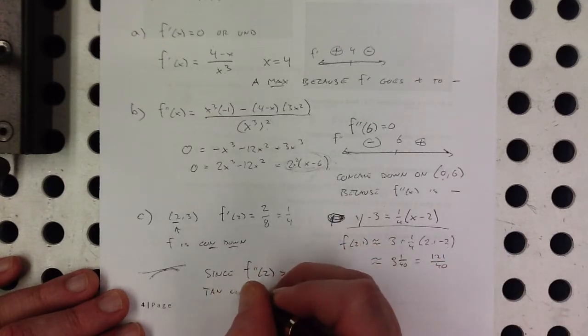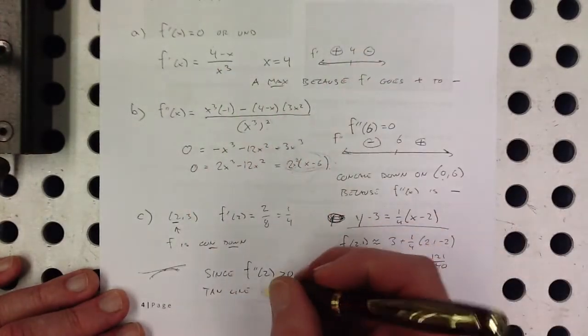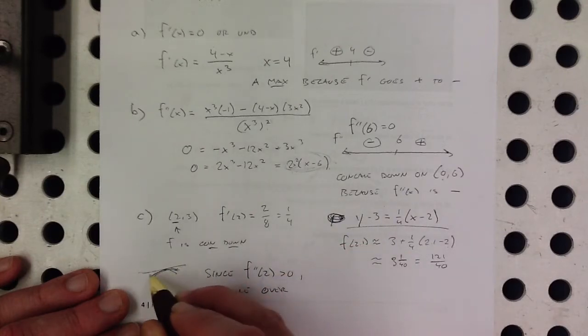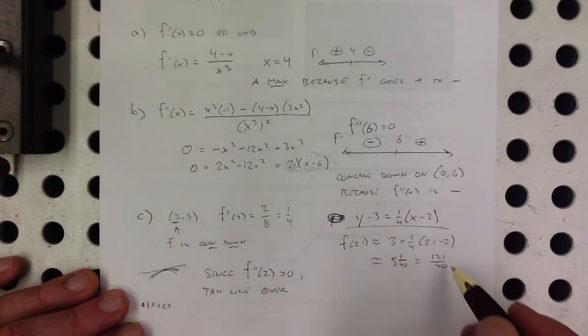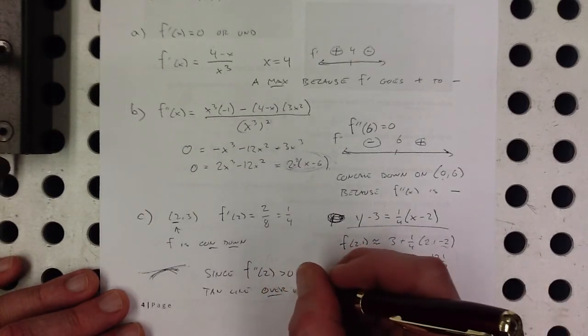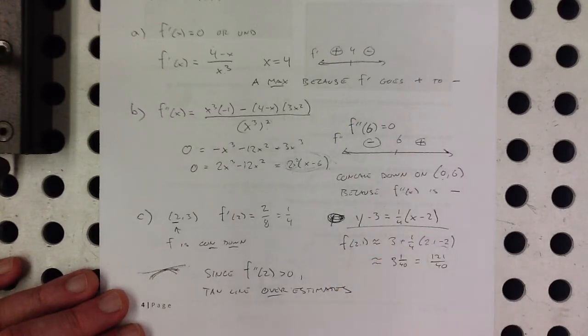the tangent line will overestimate. Right? If my function's concave down, the tangent line is up here. That means this estimate is a little bit too high. Tangent line overestimates. That's an application of the second derivative test.